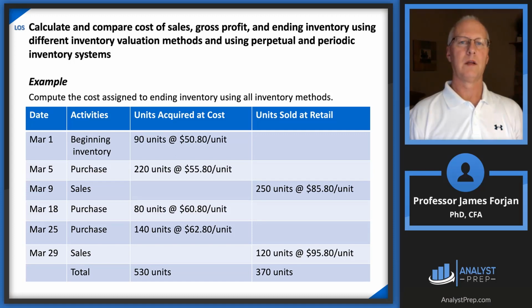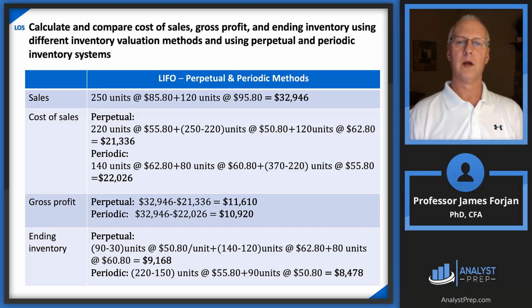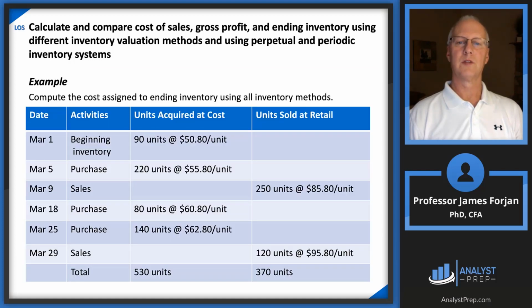Now what I did was I copied this table with all the activities so I could just toggle back and forth between LIFO and the table. All right, so let's do a big picture thing just like we did a few moments ago with FIFO. Remember, these are the last in and the first out. So we've sold 370 units. And so what we're going to do is assume that those 140 on March 25th were sold, then the 80 on March 18th were sold, and then the 220 on March 5th were sold. So we're working backwards. Last in are the first out.